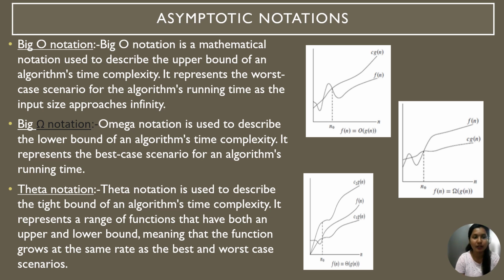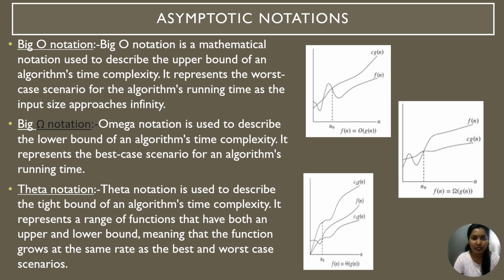Next, big omega notation. Omega notation is used to describe the lower bound of an algorithm's time complexity. It represents the best-case scenario for an algorithm's running time. The graph and the formula: f(n) = Ω(g(n)).